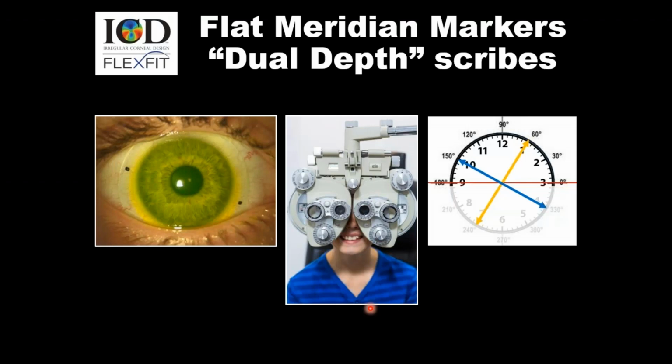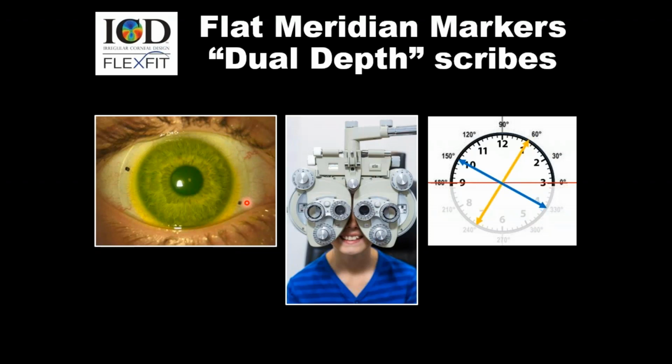Those flat meridian markers or dual depth scribes, the lab and consultant need to know where they are, what axis. Again, not how many degrees counterclockwise or how many degrees clockwise. The consultant wants to know exactly which axis they position at and whether they're rotationally stable. So observe the lens after 5 minutes and mark down where these markers are. Then rotate the lens 90 degrees off axis, send the patient away for their settling time, and see if they come back to the same place. Then we might even rotate them one more time and observe whether they quickly come back to the same place.